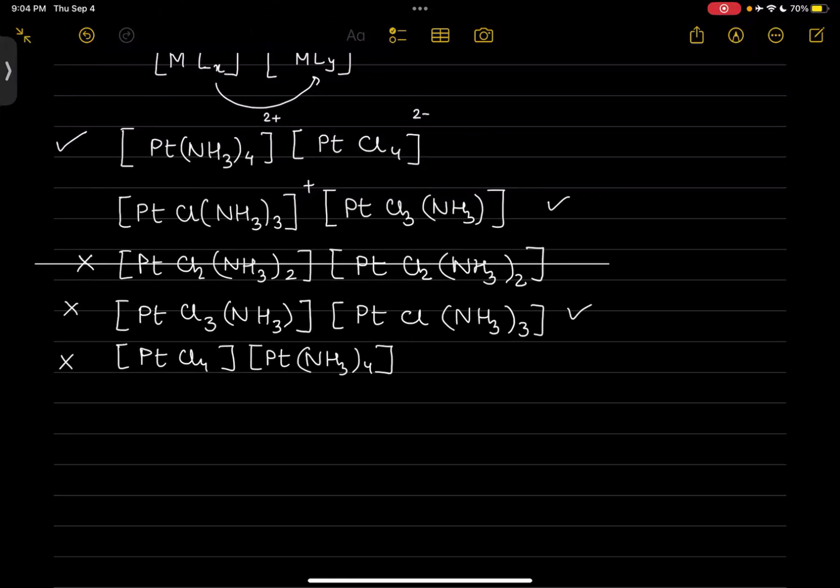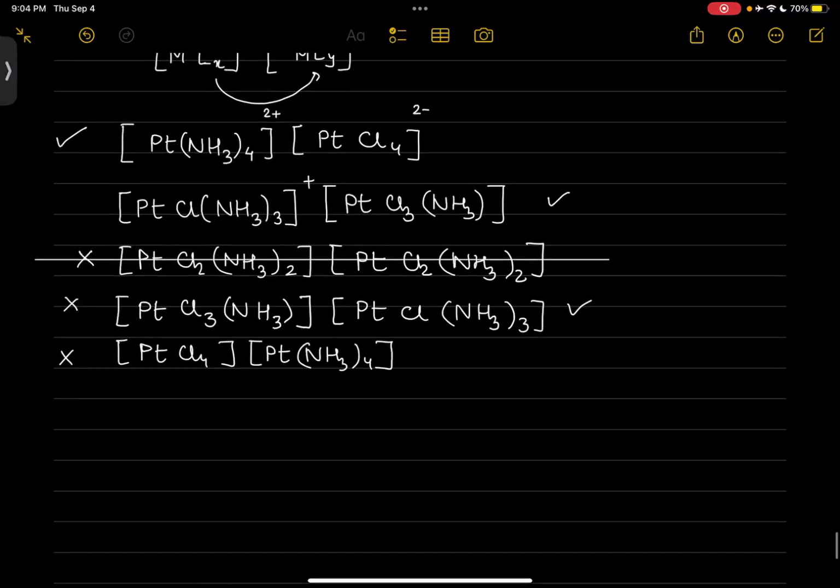Is it clear? Yes, sir. They are written in opposite manner. First the cation is written, then the anion. In the second one, the anion and then the cation are mentioned. So it is just the same. And if it is just the same, we are not going to consider it as two different isomers.